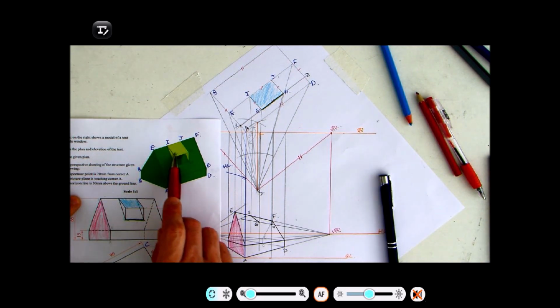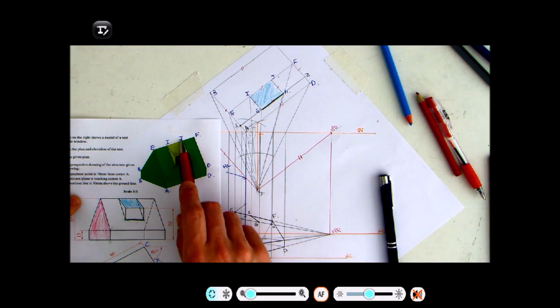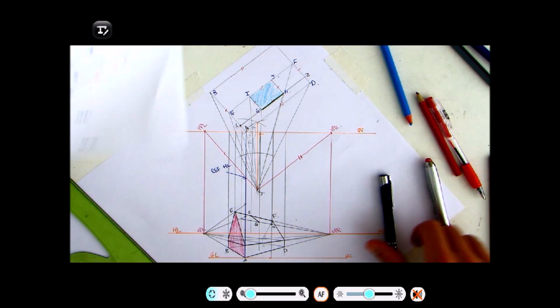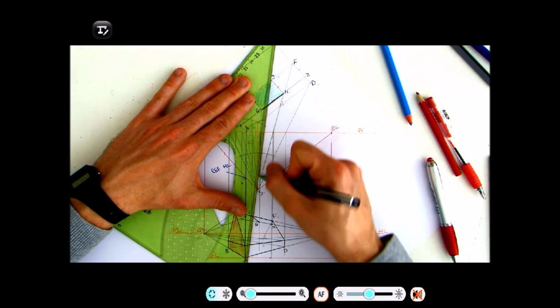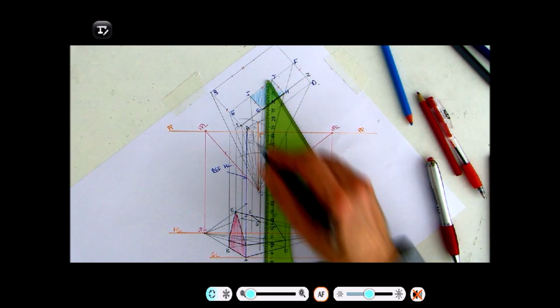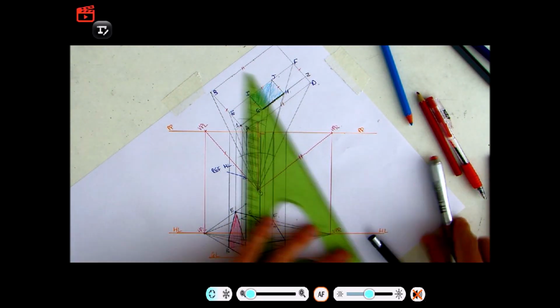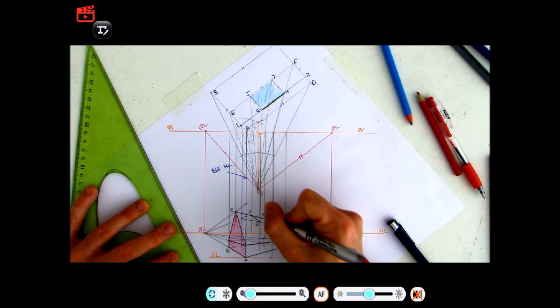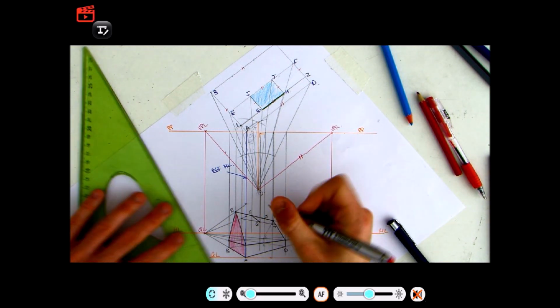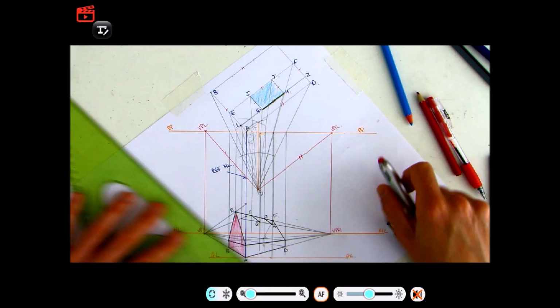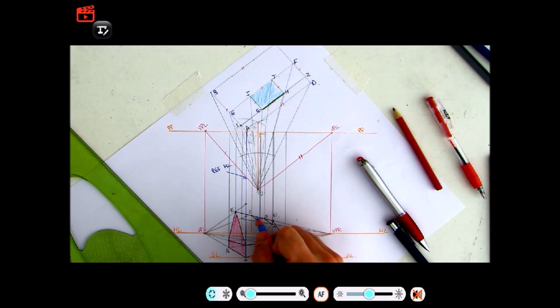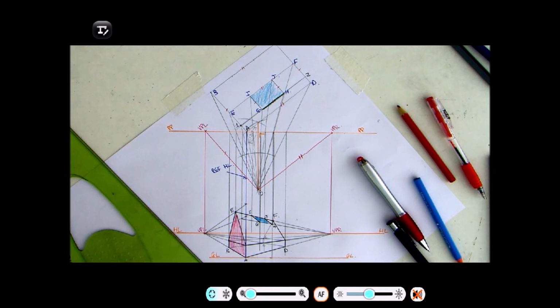I need J to H. So let's find J. I bring J to the eye of the spectator. Wherever it hits the picture plane, I bring it straight down. Wherever it crosses the line EF, gives me its location. That is point J. I can join J to H. And again, that there is my blue surface that I coloured in earlier on. That is the roof of it. That makes sense? Now, the problem then is this line here.